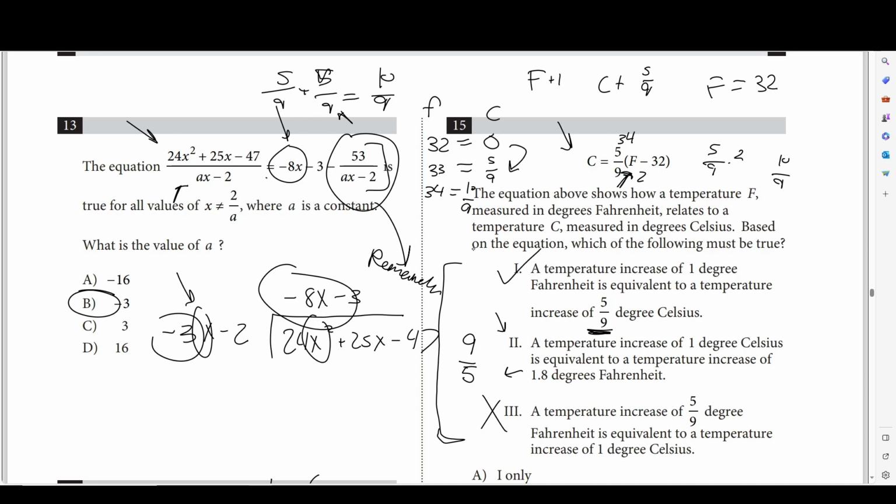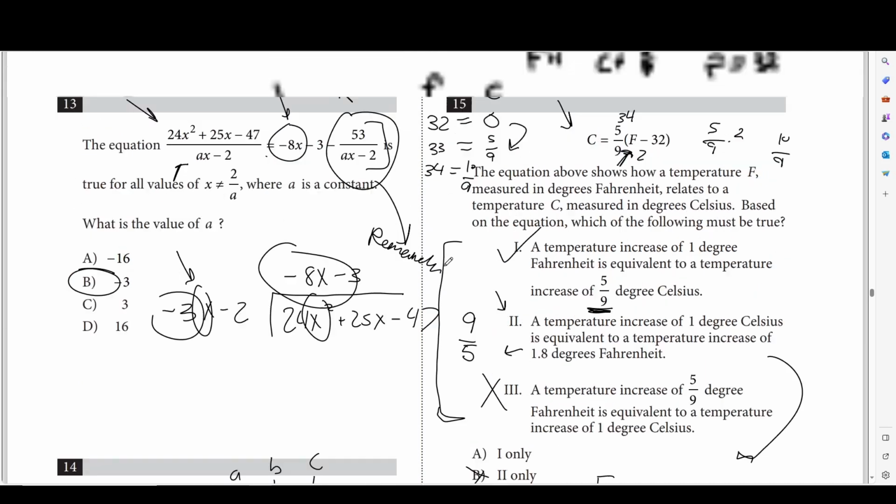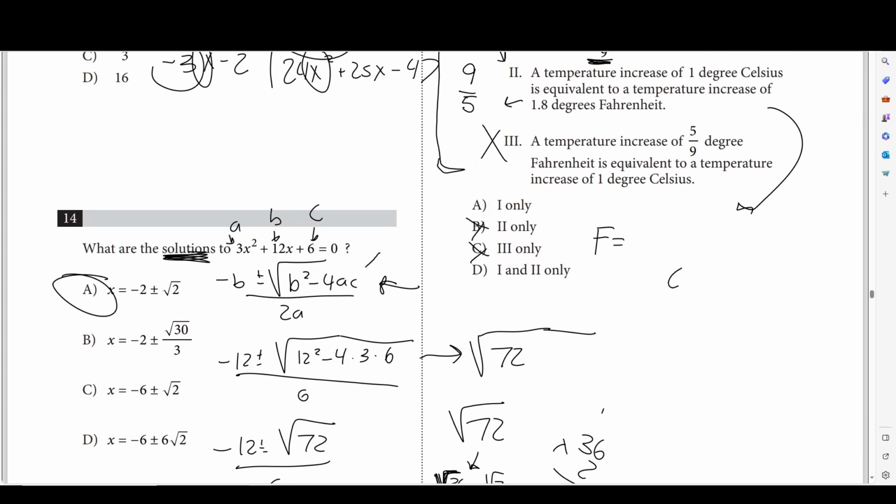It's flipped, right? So really, choice number 2 is telling us that F is equal to something times the amount of Celsius that you actually have, right? So I'm going to have to rewrite this in terms of F, right? Here I have C is equal to 5/9 times F minus 32, right? I need to rewrite this in terms of F, so in order to do that, I'm going to isolate F.